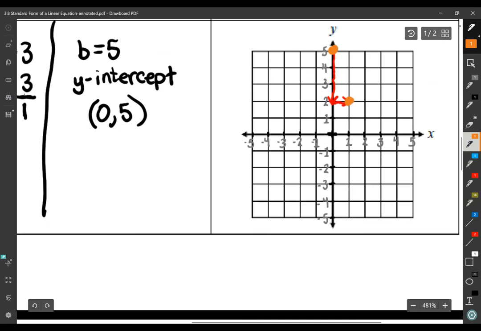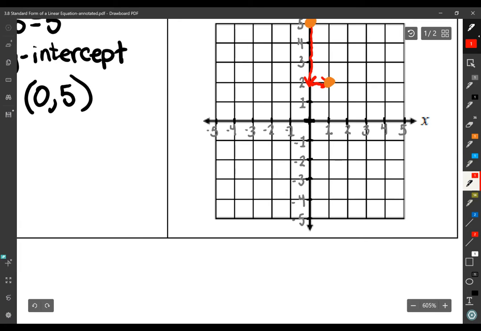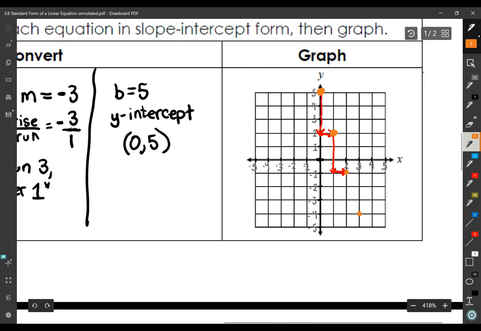Okay, I'm going to do it again. So I'm going to go down 3. So 1, 2, 3 over 1. Oops. Okay, and then it's freezing. Okay, and then put my points right in there. Okay, I could keep going, right? Down 3 over 1 would bring me here. Okay, so you just continue the pattern until you have enough points, right?